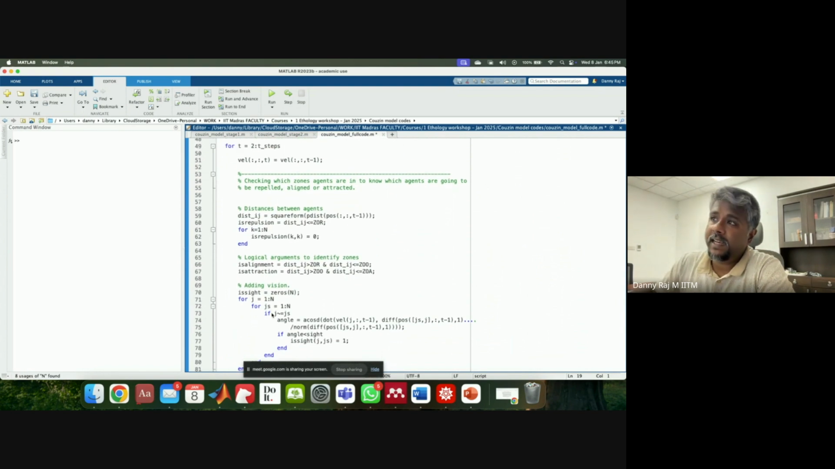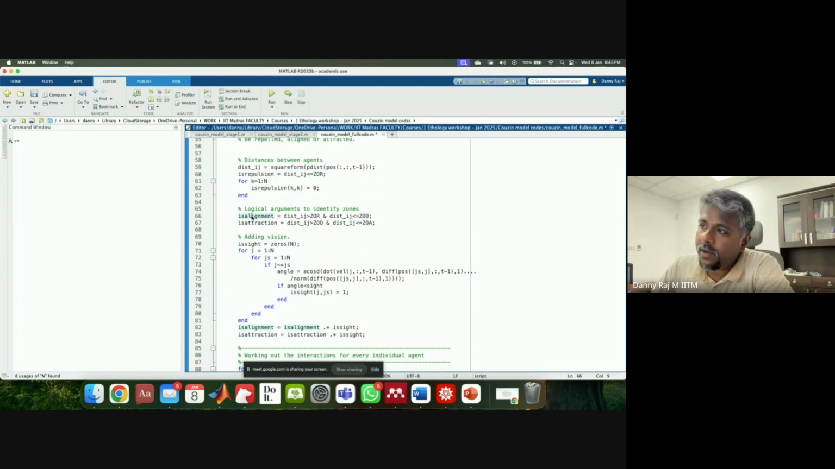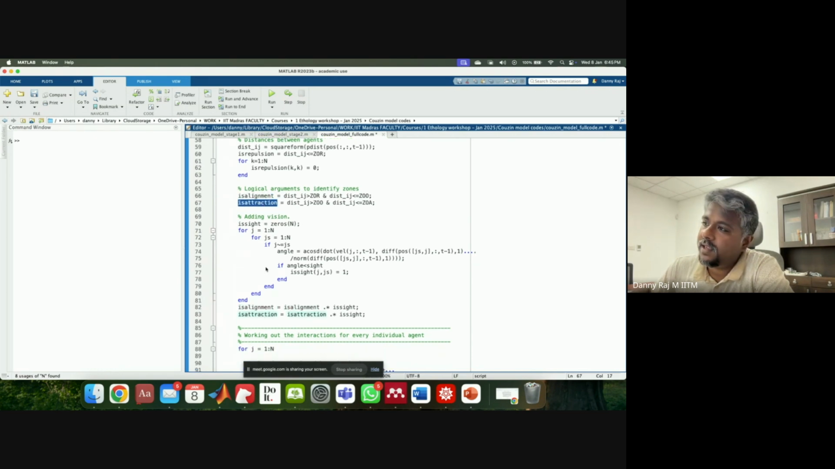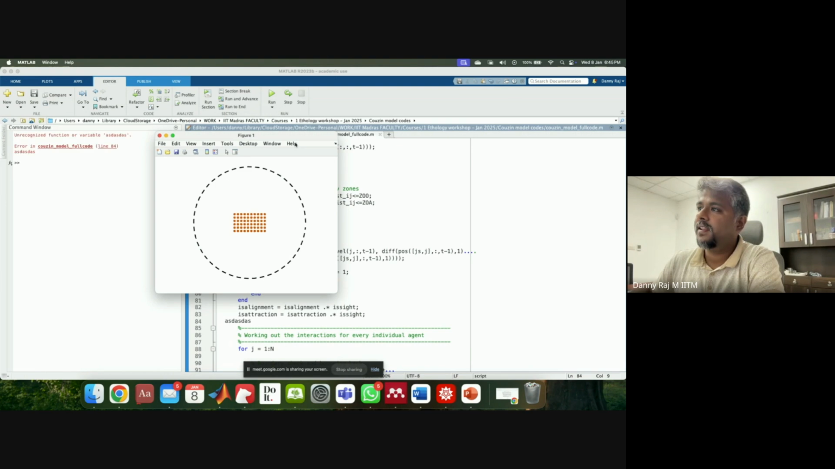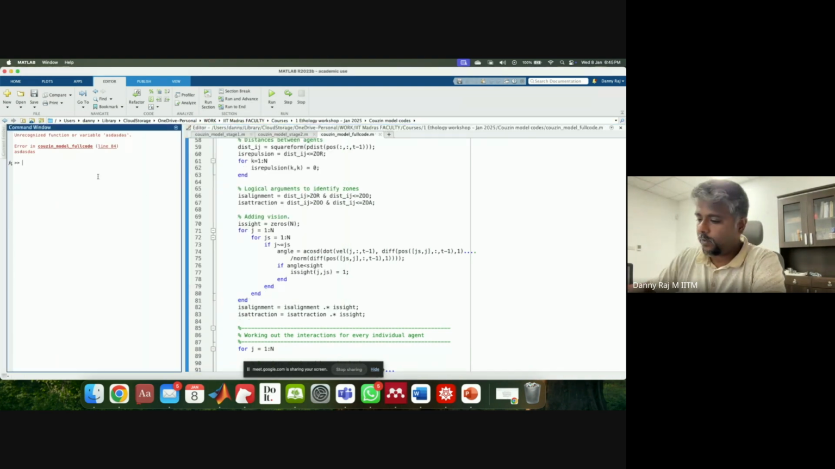Now coming to the dynamic simulation. Once the simulation starts in the dynamic sense, you need a bunch of things now. If you look at this, I'm finding the distances that were required even for my repulsion. Then I look at some logical arguments. I'm trying to see, is there anything within the alignment zone? Is there anything within the attraction zone? Is there anything within your sight? So what does all of this do? So let's stop this one here. Okay, I just put a random thing to stop the simulation at that point.